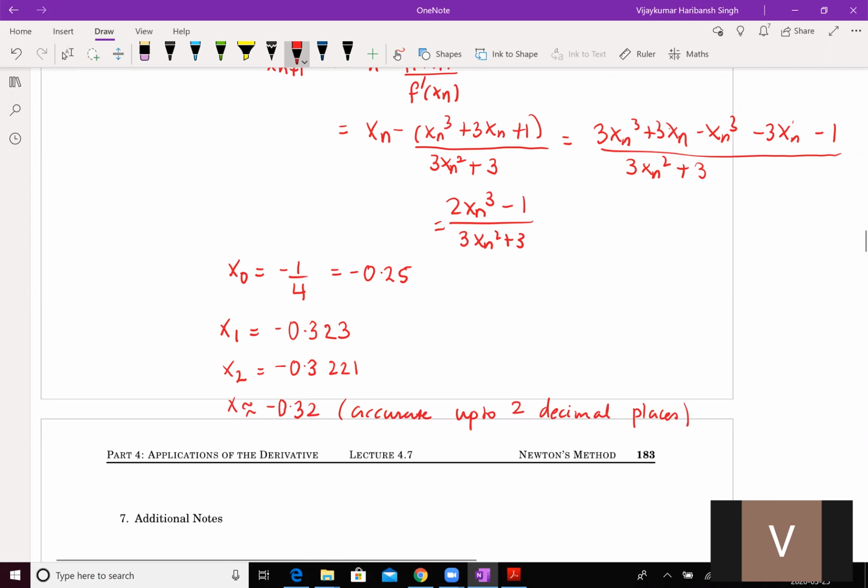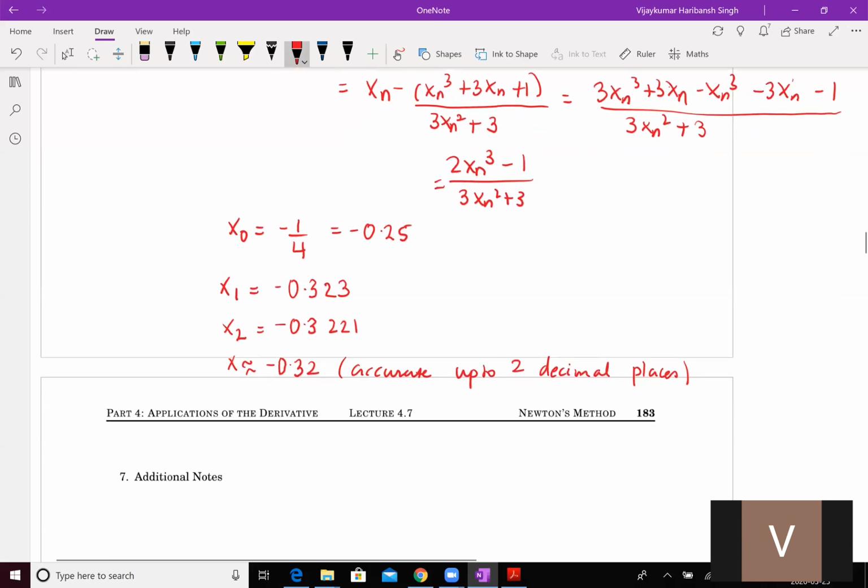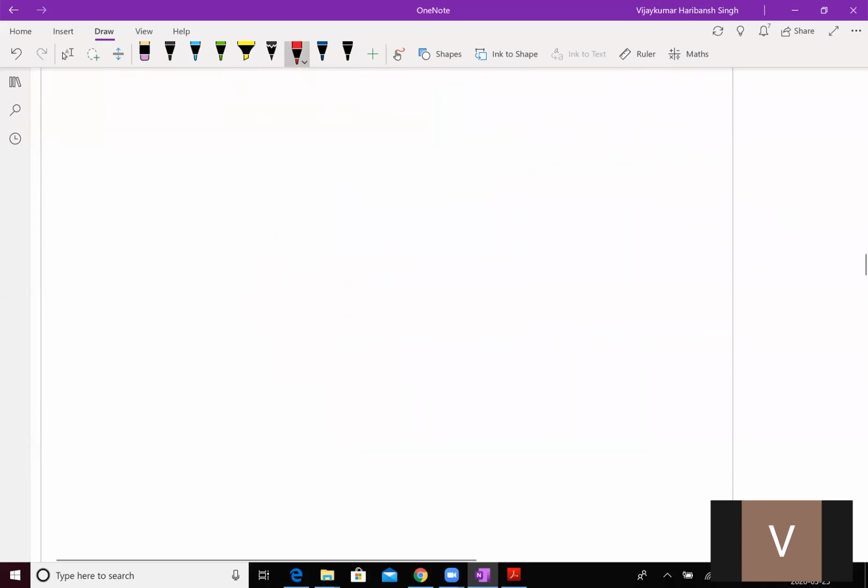So this is the setup of Newton's method. All right. So that takes care of Newton's method.